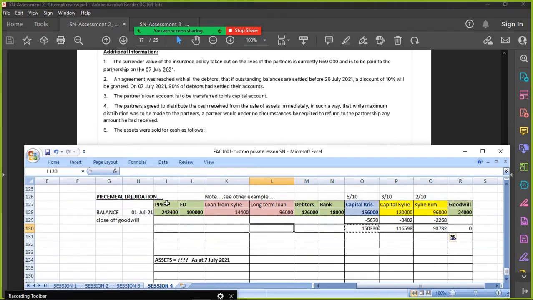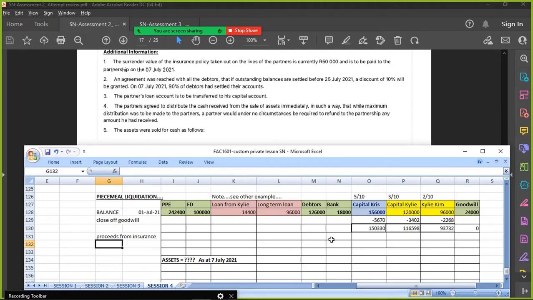Okay, so now we're going to have assets that are remaining, those ones. Okay, then we need to read. The surrender value of the insurance policy taken out on the lives of the partners is currently 50,000 and is to be paid to the partnership on 7 July. That's important. This is something we do need to provide for because they said this was on 7 July. So we have to take this into consideration. So proceeds from insurance is going to come into the bank account. So bank account will go up by how much? 50K. Yeah. Okay, that 50K is going to increase the bank.